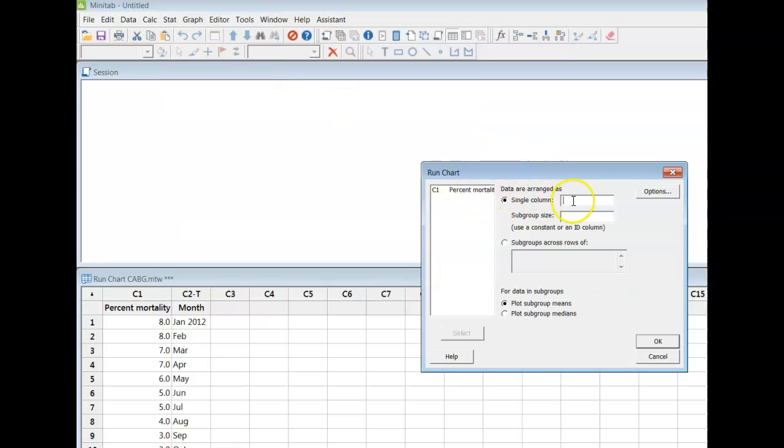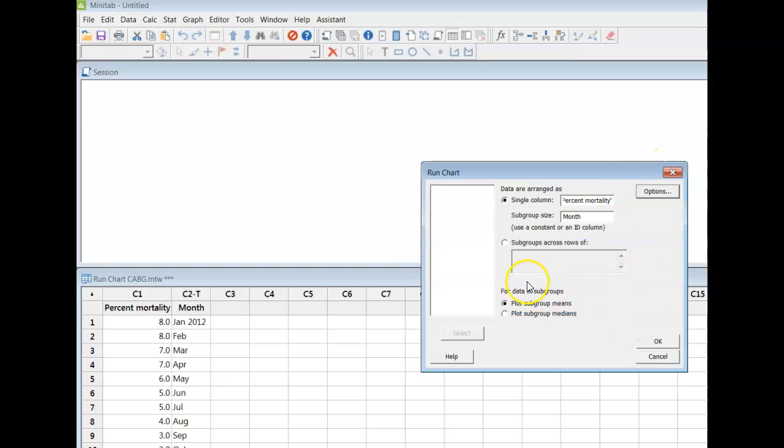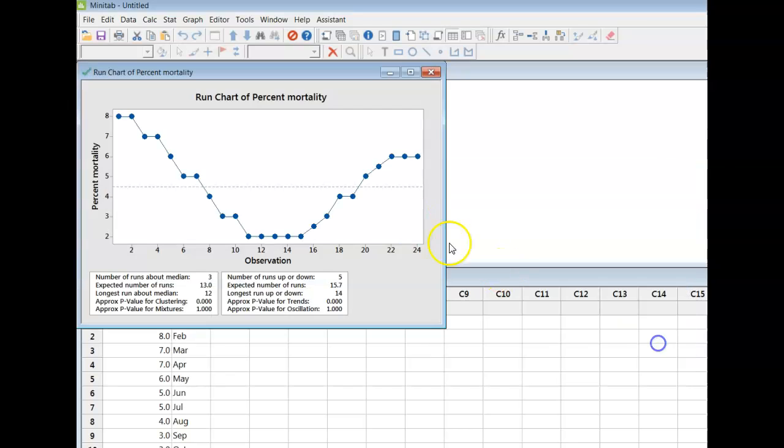Now, a window opens up. We give it our data. In this case, our data are all in one column. And we don't have subgroup size here. I could leave this blank. I could choose month here, but as you're going to see, it's not going to make any difference. Under the Option tab, you can go in and put in your own title if you want, but I'm just going to let Minitab do its own thing. Say OK, and here's my run chart.